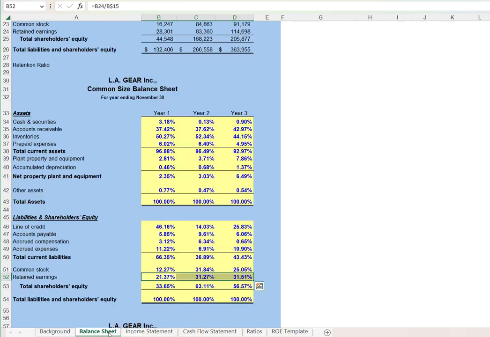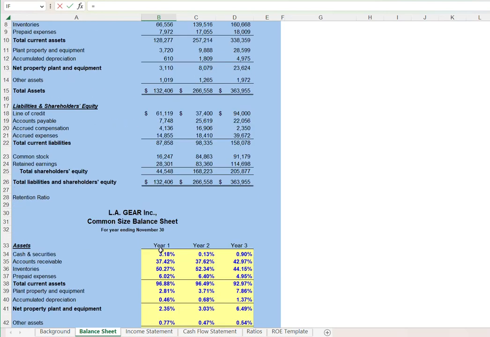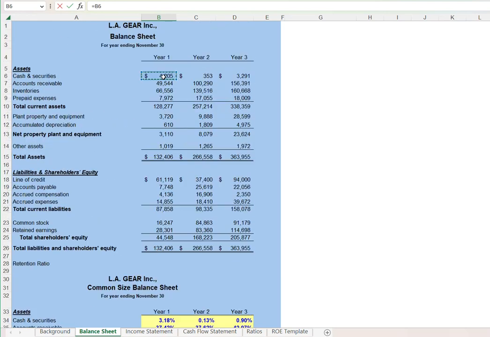Let's go back to our balance sheet tab. We are also going to create a balance sheet scaled by sales. This is sort of the reciprocal of our asset turnover ratios. We're going to take every single item on our balance sheet, cash, and divide it by sales in that year one.